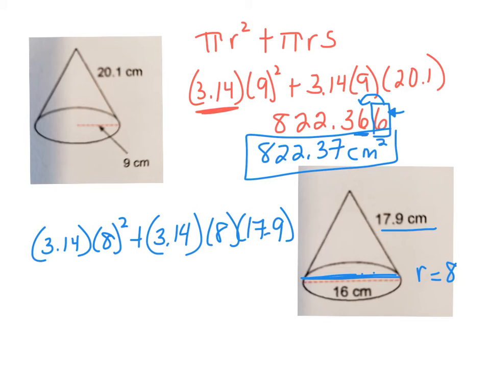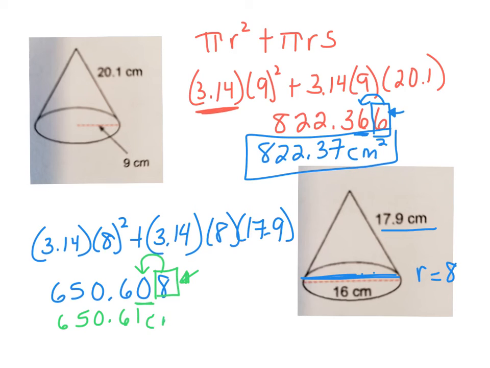And what you should get is 650.608. And again, if we're asked to round to the nearest hundredth, that's this place. I call this the boss when I teach. The boss is 5 or bigger, so it's going to pop that 0 up to a 1. So we're going to have 650.61, and our units are centimeters squared.